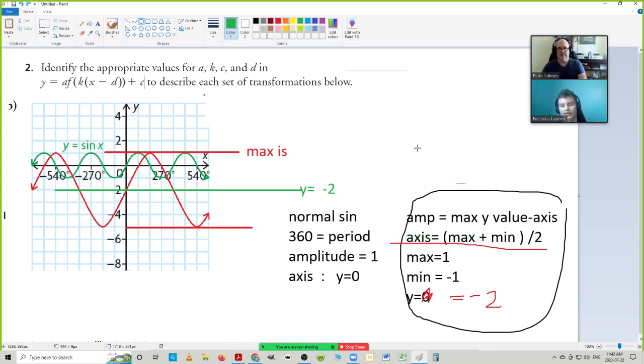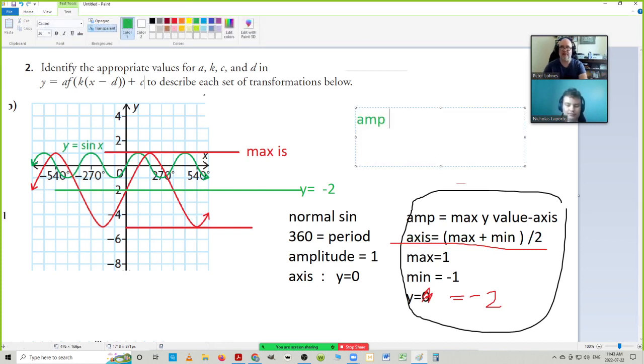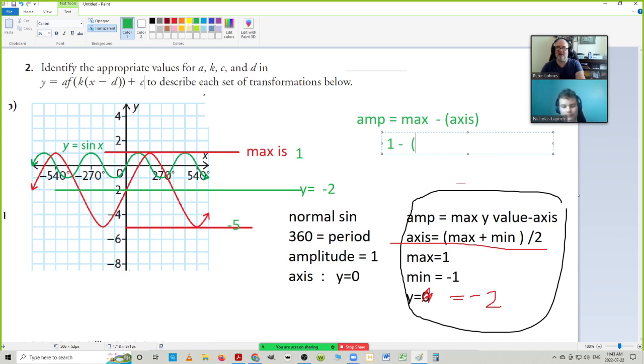Let's get the amplitude. Okay, so the amplitude says we take our max value and we subtract our axis. What's our max value? Our max value is 1. 1 minus 2. So we get -1 as our amplitude. And that's why I didn't want you to do it like that. So, what's the formula? It's max minus axis. We open the bracket. What was the axis that you found? The axis we found was -2.